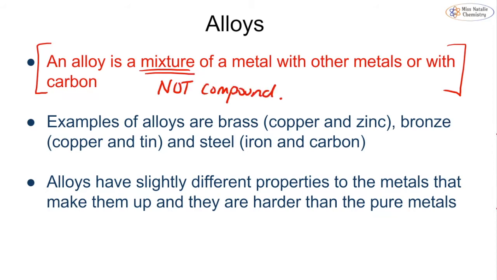If you use the word compound in an exam, you will lose the mark. So examples of alloys are ones that you've probably come across before. So we have brass, which is made of copper and zinc. We have bronze, which is made of copper and tin, and steel, which is made of iron and carbon. Now, alloys have slightly different properties than the metals that make them up, and typically they tend to be much tougher and much harder than pure metals.